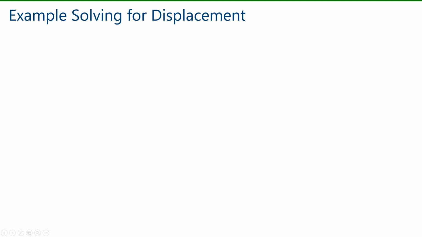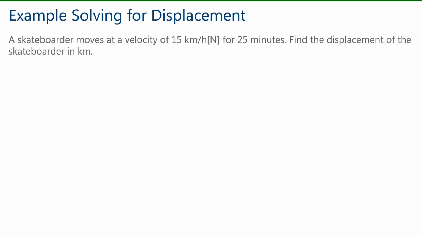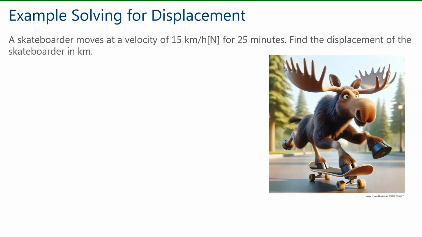Let's look at an example of solving for displacement. A skateboarder moves at a velocity of 15 kilometers per hour north for 25 minutes. Find the displacement of the skateboarder in kilometers. The first step is to figure out the information we're given in the problem. We're given that the average velocity is 15 kilometers per hour north, and the time is 25 minutes, or 0.42 hours. Remember that you have to be careful with your units. Because the speed is in kilometers per hour, we need to use hours for our time.